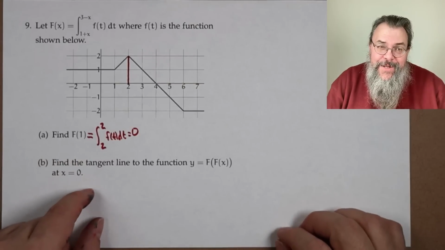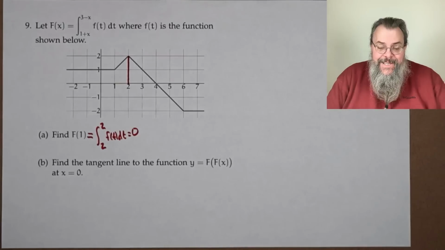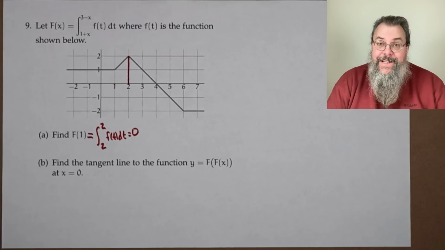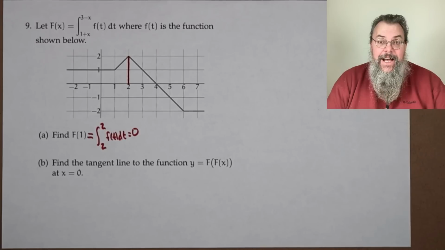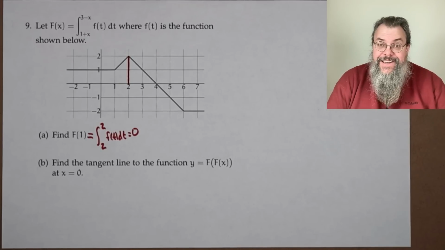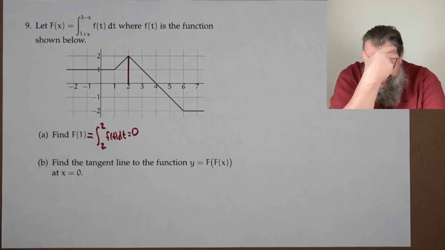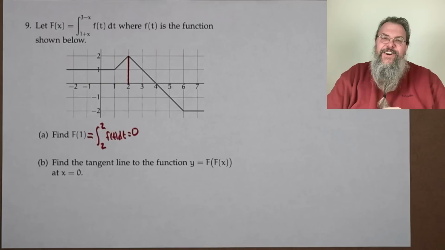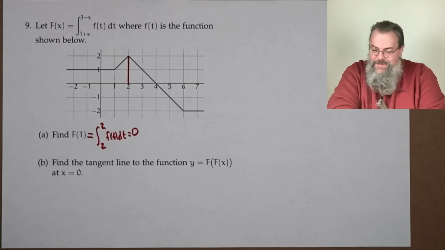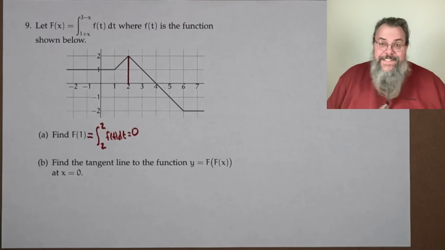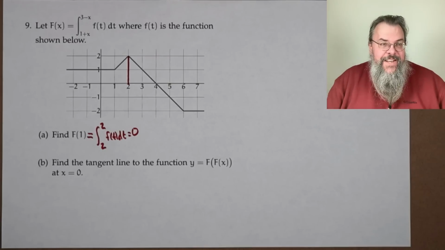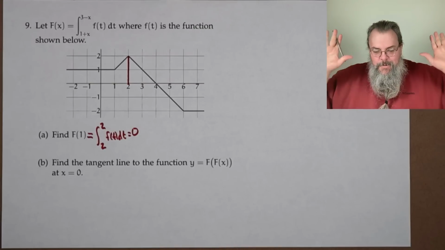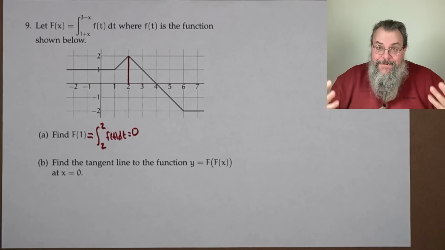I think part B is going to take us longer. Find the tangent line to the function y equals F of x at x equals 0. What? Oh my God. What? Okay, all right. I think this was a problem that Steve wrote. You know, just classic Steve. All right. Come on, we'll back up. We won't panic. We'll start unraveling.